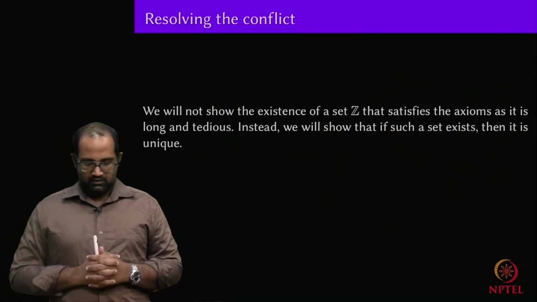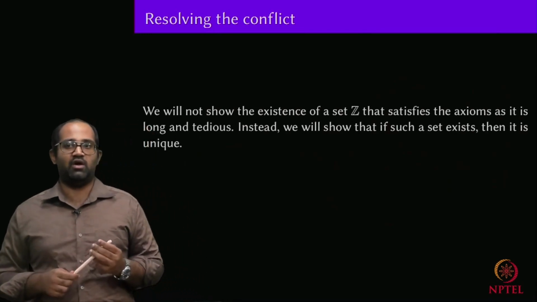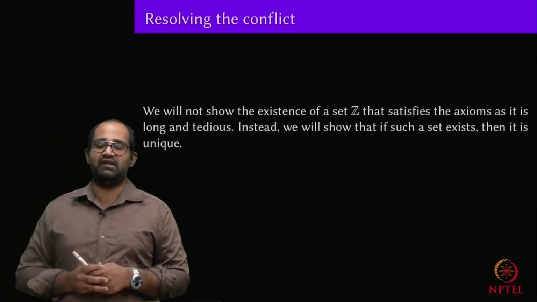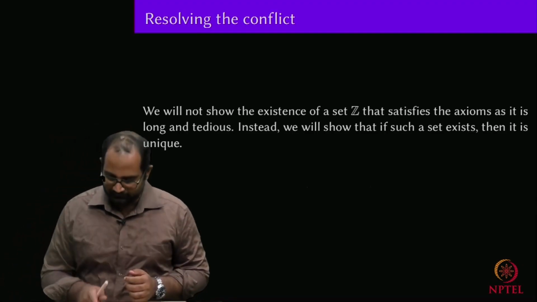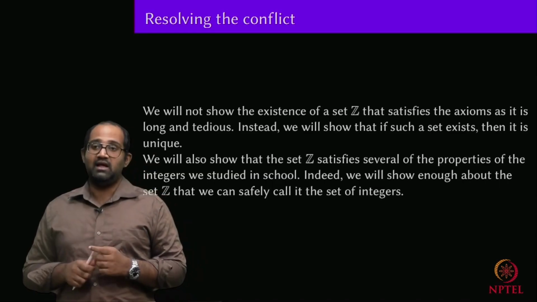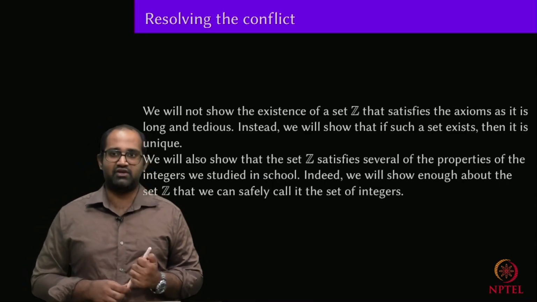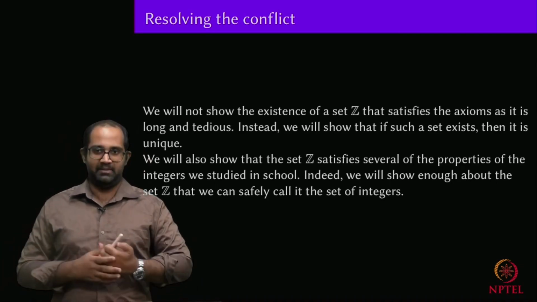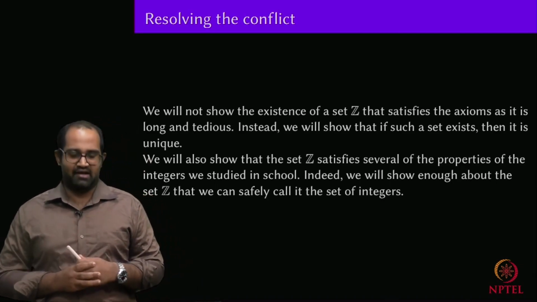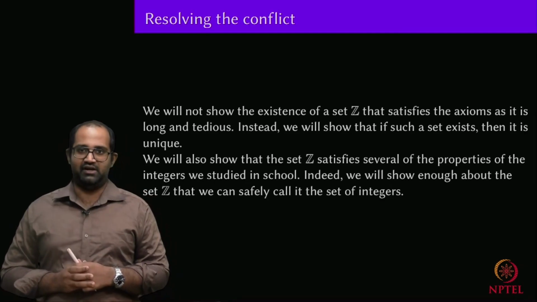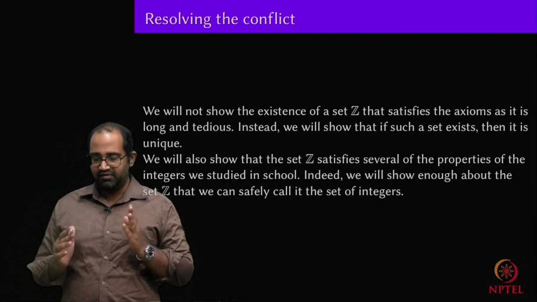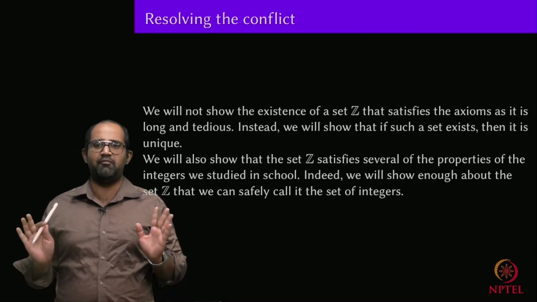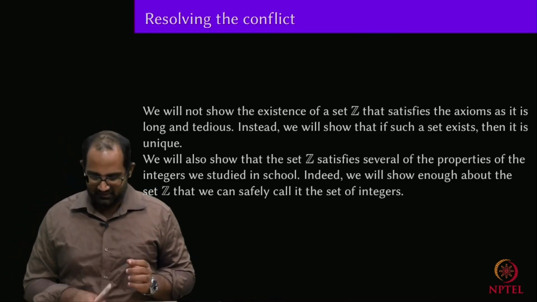Okay. So, this is just summarizing what I have been saying for the past 5 minutes. We will show that if there is a set of integers, then it is unique. Now, what we are going to do is show that the set Z, which we all now accept exists, satisfies several properties of the integers we studied in school. In fact, we will show enough about the integers that you will be comfortable calling it the integers.